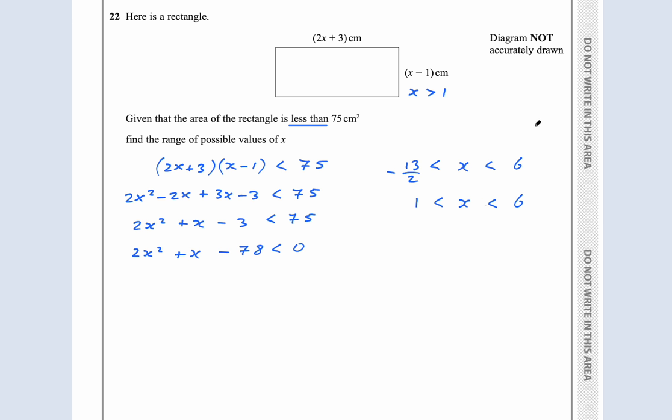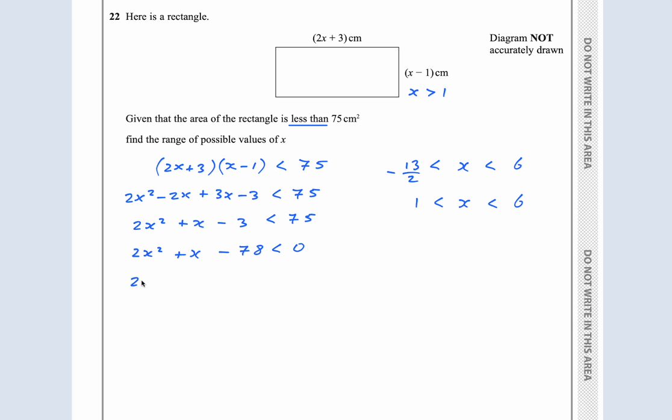However, as I said, we have to factorize this or use the quadratic formula to show where these two values come from. But by getting this, guys, this helps us factorizing, because I would have struggled to factorize this because I'm not sure I knew 13 times 6 is 78, which it is. So it'll help me get the factors.